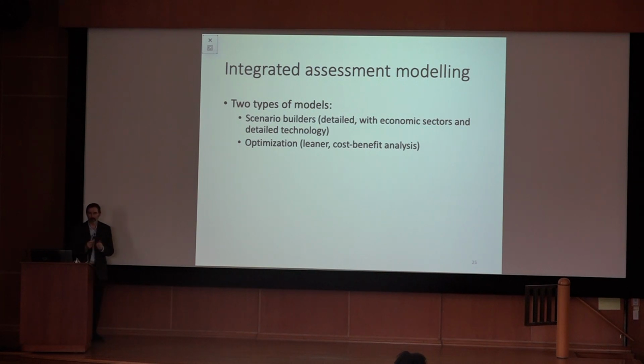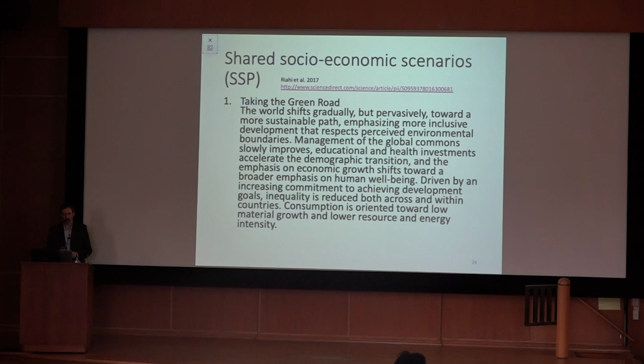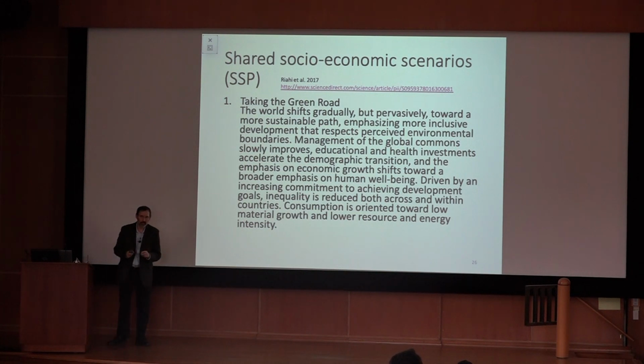And you have the linear models, which have a smaller number of equations and are easier to use, that serve to determine the optimal tax and this sort of thing, to do cost-benefit analysis of taxes. I'll go very quickly on the first category of models. I encourage you to have a look at this paper that describes the main shared socioeconomic scenarios. SSP is for shared socioeconomic pathways, which have been used and are still being used by the IPCC in the assessment of possible futures.